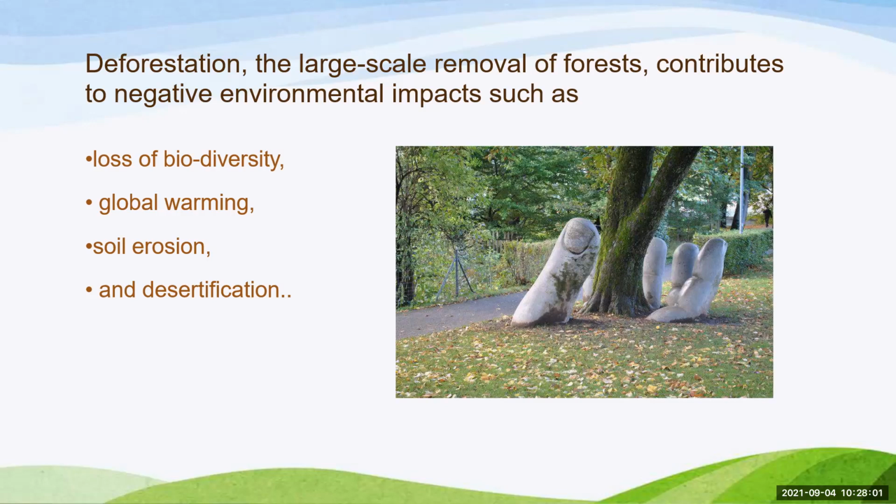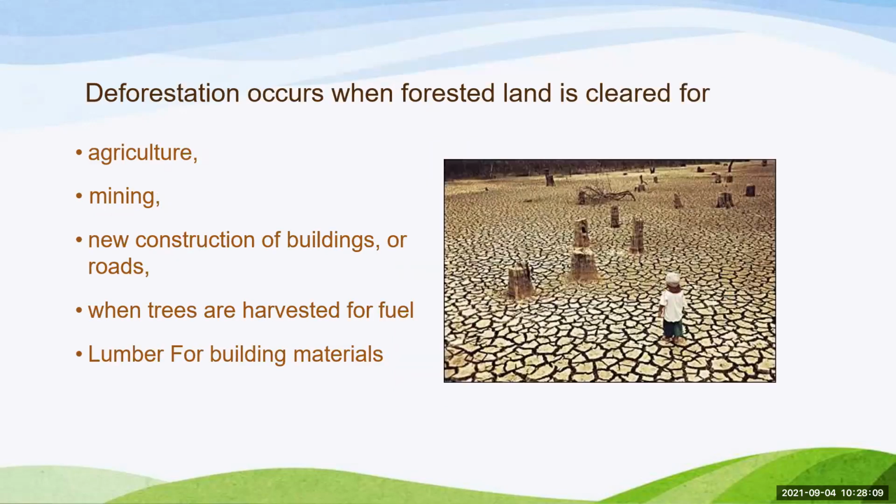But this type of impact such as loss of biodiversity, global warming, soil erosion, and desertification. Deforestation occurs when forest land is cleared for agriculture, mining, new construction, building material or roads. You see in the image, after cutting the tree, you see the land. There are cracks developing in the land. And when trees are harvested for fuel, lumber or building materials.